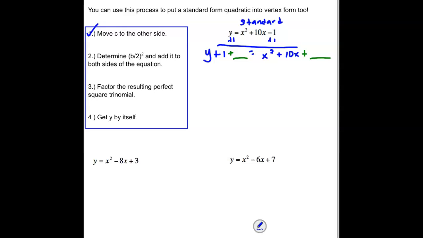So we're going to take half of 10 and we're going to square that. So half of 10 is 5. 5 squared is 25. We're going to add that to both sides.